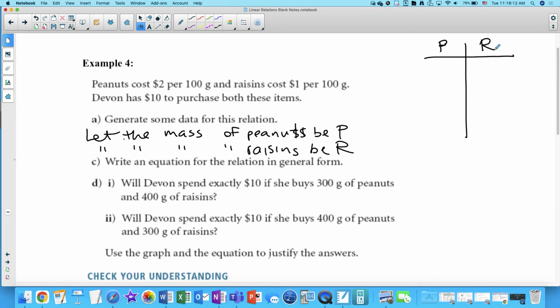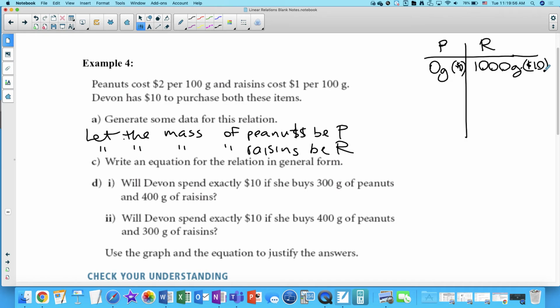Okay, so they cost different amounts. Let's say I don't buy any peanuts and I buy all raisins. I buy 0 grams of peanuts. And I have $10 to spend on raisins. What's the mass of the raisins that I can buy? Yep, 1,000 grams, because I have $10 to spend and they're $1 per 100 grams. So I can go 100 times 10, that's 1,000 grams, right? And what I kind of like to do is say, okay, how much would I be spending on peanuts? 0. Then I'd be spending $10 on raisins.